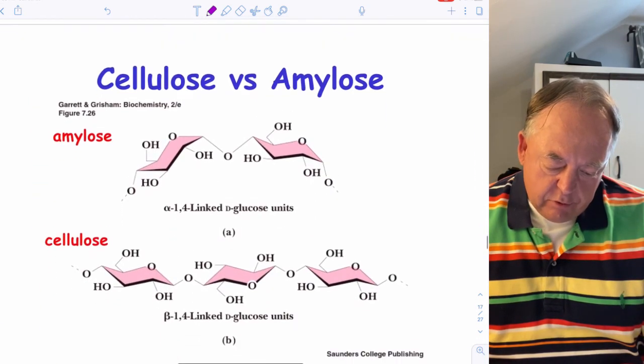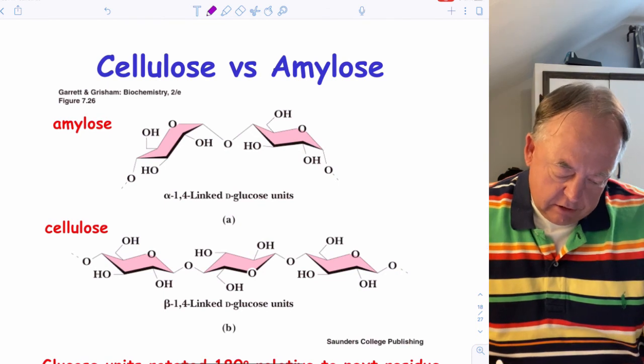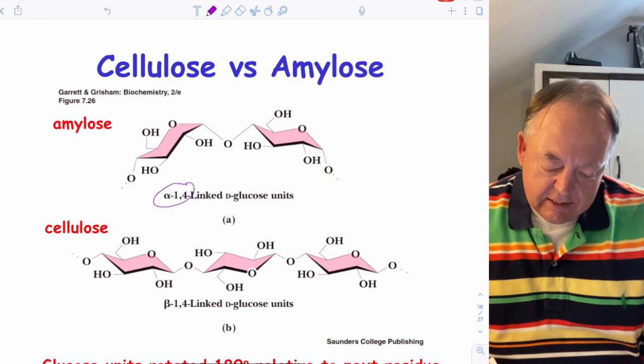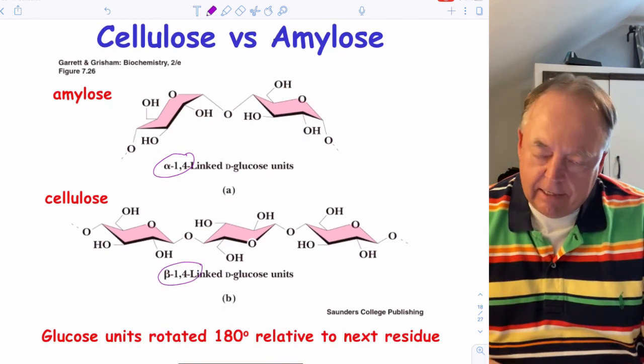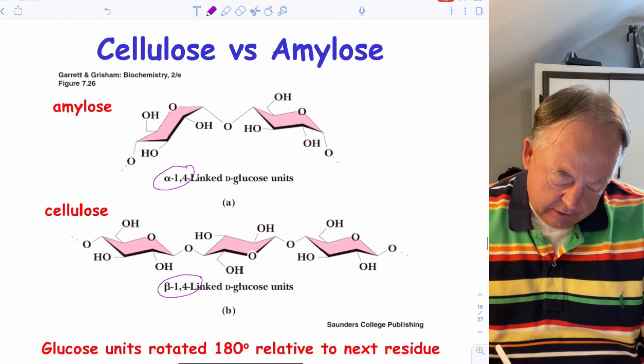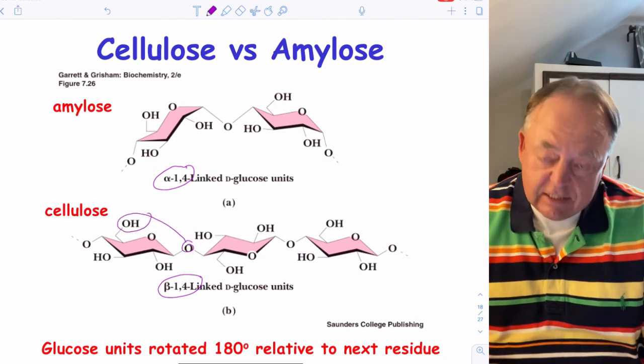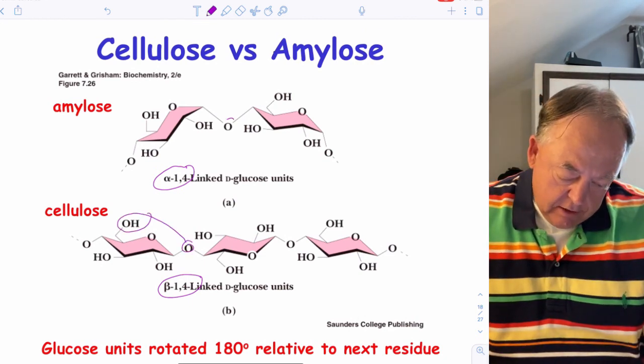So what's the difference between cellulose and amylose? As we mentioned, amylose, amylopectin, and glycogen have this alpha-1,4 linkage, whereas cellulose has a beta-1,4 linkage. So this and that are now cis to each other, whereas here, that and the CH2OH are trans.